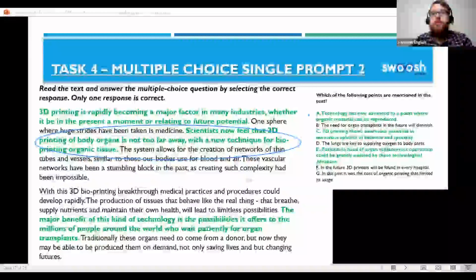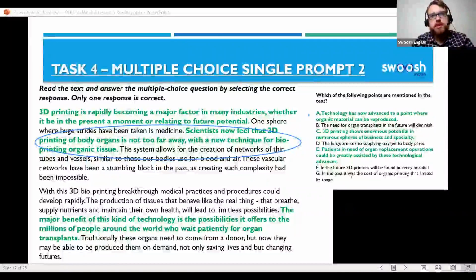All right. What about B? The need for organ transplants in the future. Oh, sorry. No, we're not going to go into that. We'll go into that in a minute once we go into incorrect answers.